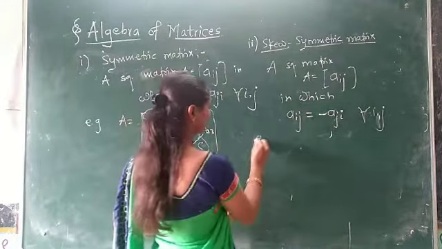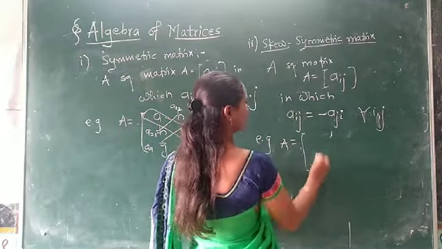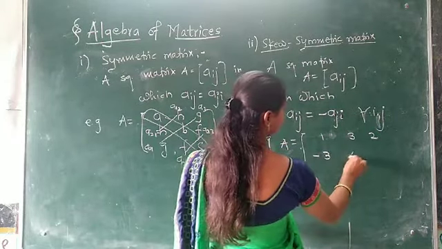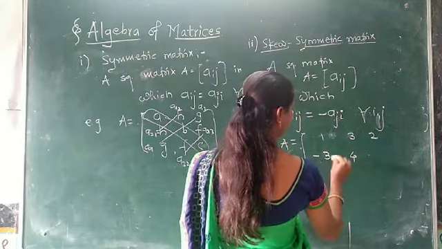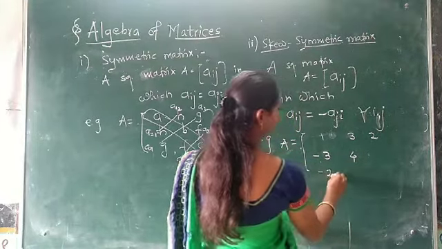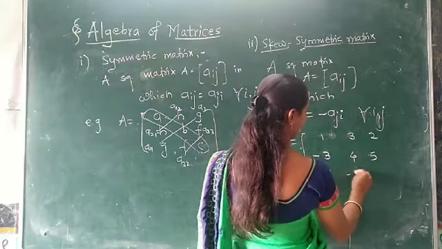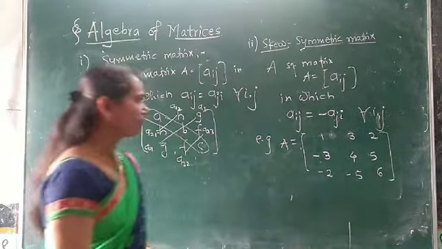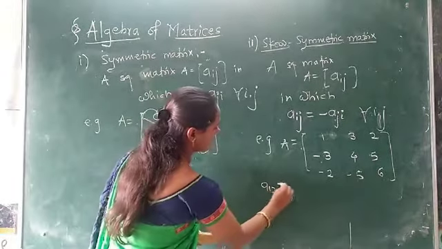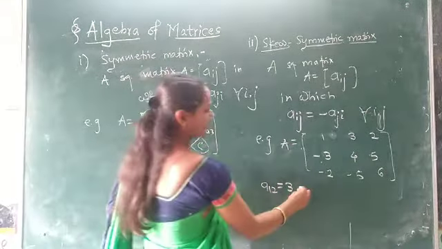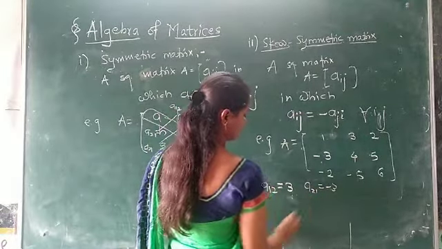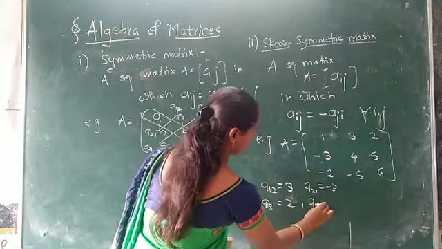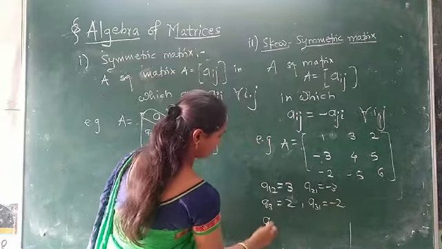So for example, A is equal to the rows 1, 3, 2; minus 3, 4, 5; minus 2, minus 5, 6. Now look here. What is the value of A12? A12 is equal to 3 and A21 is equal to minus 3. Again next, A13 is equal to 2 and A31 is equal to minus 2.